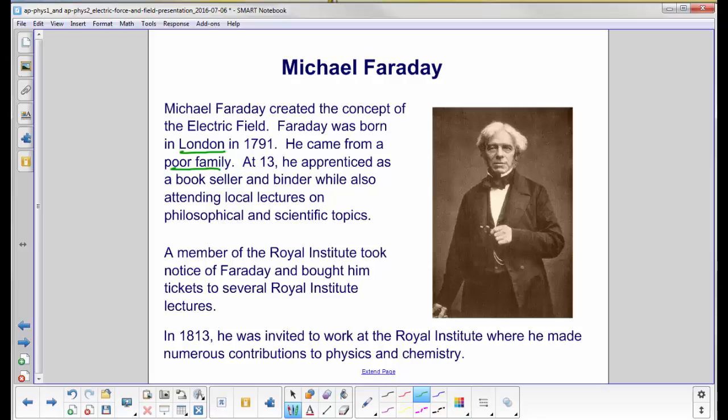The whole concept of field theory originated with Michael Faraday and is still used even today with quantum field theory. Albert Einstein had a few pictures on his office wall. One of them was Newton, one of them was James Maxwell, who we'll be talking about later in the course, and the other was Michael Faraday.